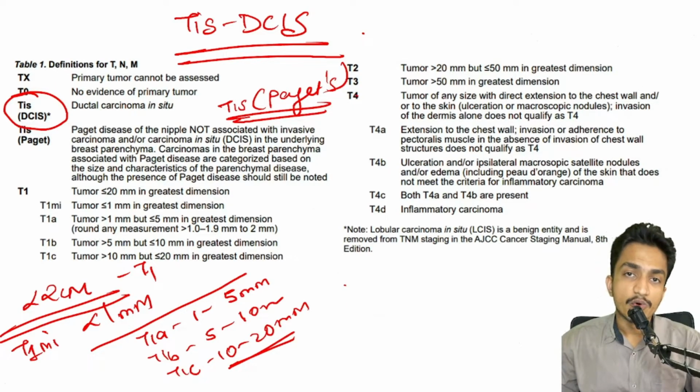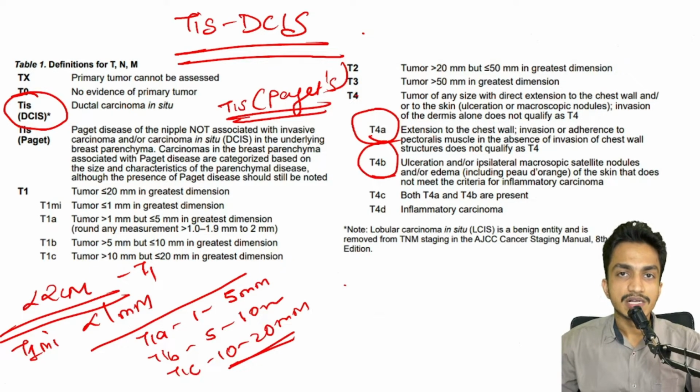If it is more than that size and it invades into the chest wall, not only the pectoralis muscle, because if only pectoralis muscle is involved, then it is not termed as T4. There should be associated chest wall invasion, then it is T4a. If it goes into the skin and causes ulceration or nodules or peau d'orange appearance, which does not meet the inflammatory carcinoma criteria, it is T4b. And if both T4a and T4b are present, that is invasion into the chest wall and the skin, then it is T4c, and inflammatory carcinoma is classified as T4d. So this is again very important to remember.